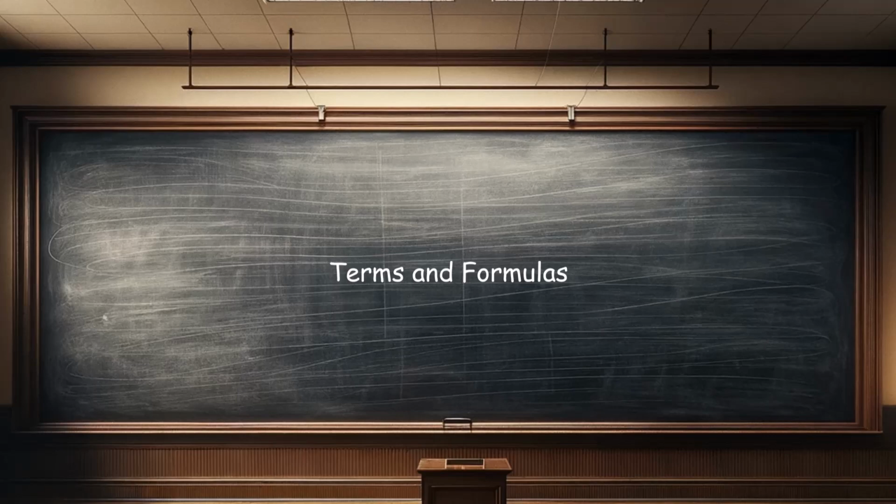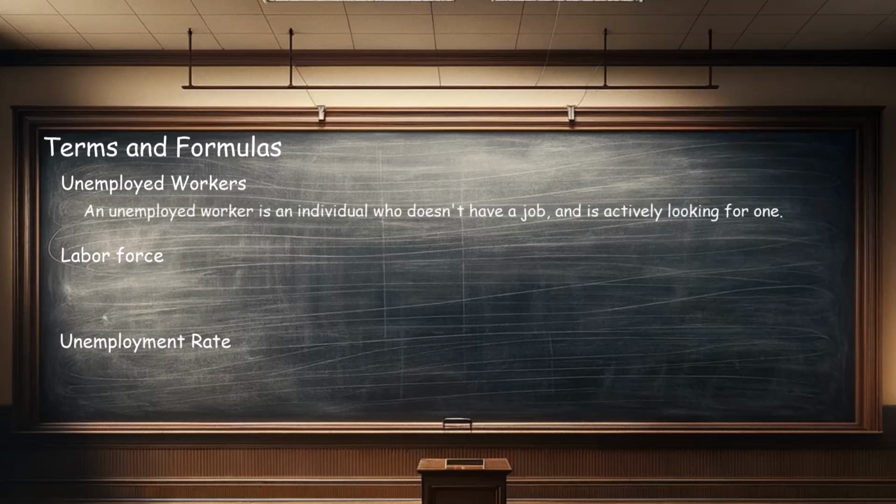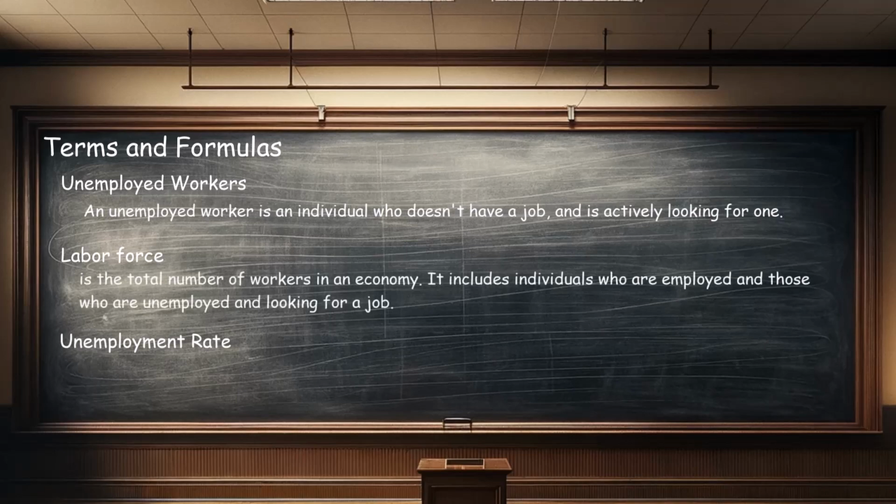Before looking at how to find the unemployment rate, let's take a minute to review the terms unemployed workers, the labor force, and the unemployment rate. An unemployed worker is an individual who does not have a job but is actively looking for one. The labor force is the total number of workers in an economy. This includes individuals who are employed and those who are not employed but are actively looking for a job.